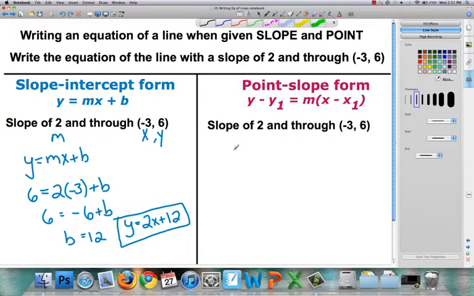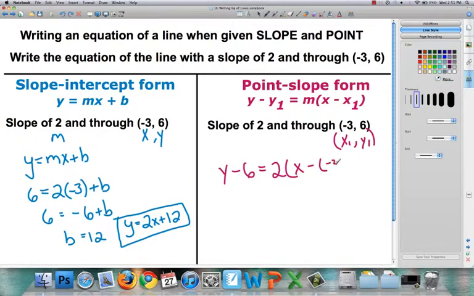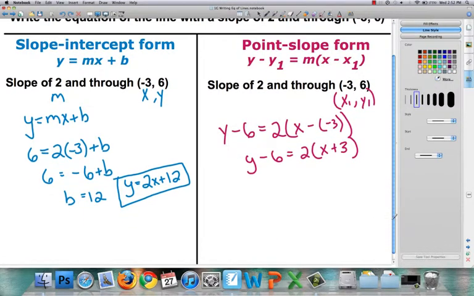Let's look at how to write this in point-slope form as well. So if you see the slope is 2 and it goes through the point -3, 6. So I'm going to substitute in -3 for my x1 and 6 for my y1 and 2 for my m. So y minus 6 equals 2 times x minus -3, which will become x plus 3. So this written out in point-slope form is y minus 6 equals 2 times x plus 3.